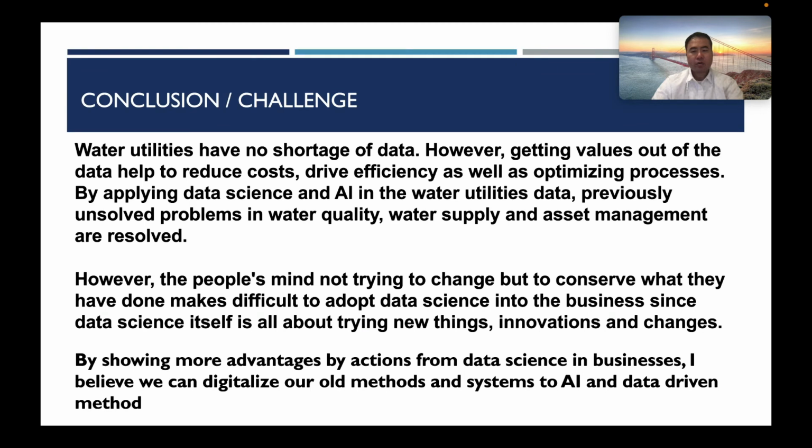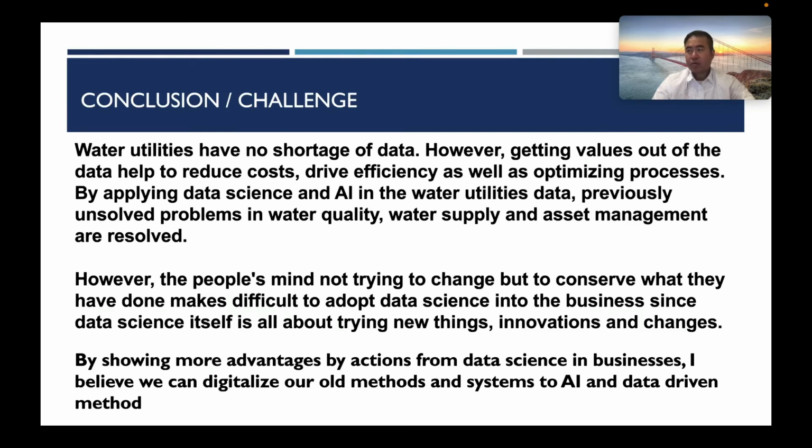So as a conclusion, water utilities have a lot of data available. It's a data-rich industry. However, getting value out of the data is very important, right? Using the data, we can save a lot of money, and also drive more efficiency by optimizing the processes away from the manual process.